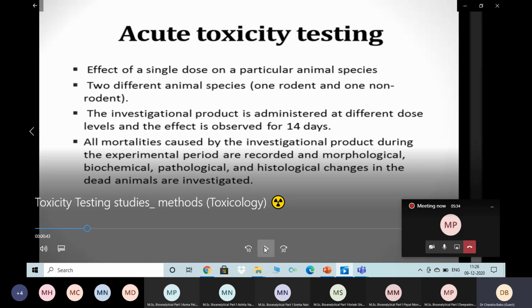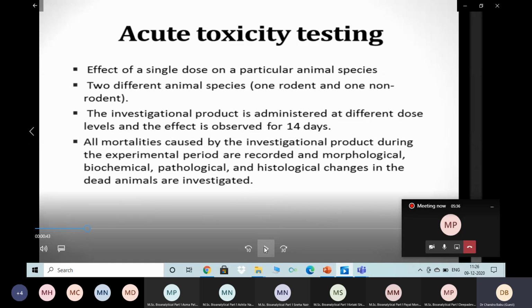Testing is based on the fact that we are going to study the effect of a single dose on a particular animal species. For two different animal species, usually we have one rodent and one non-rodent as the model, as per the NOEL and ELOAE, at different dose levels, and the effect is observed for 14 days.